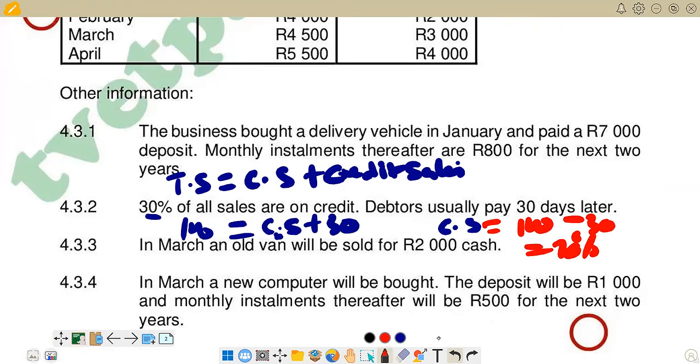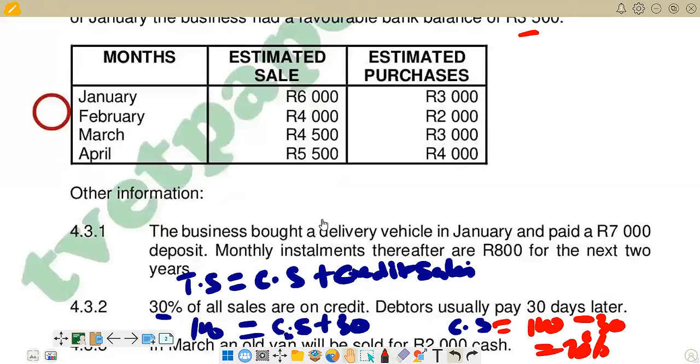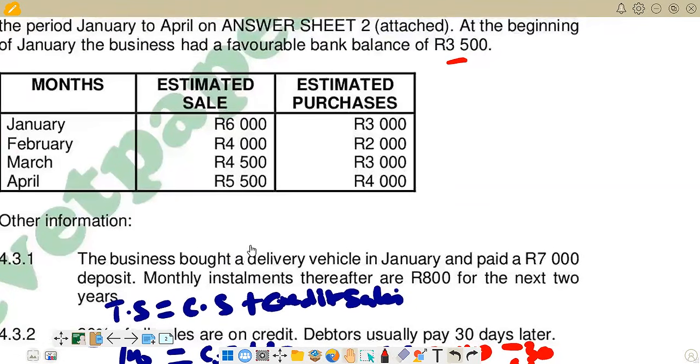The figures that we are given in the table represent the total sales. So if you go to the table now, we will multiply 70% by the figure that we are given there. What does it mean? For January, maybe you can add a column here, because now we want to calculate the percentage of cash sales, the proportion of cash sales for January.